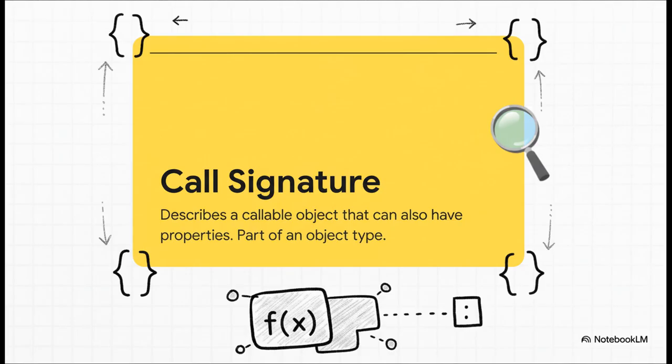But what if your function is also an object? I mean, this happens all the time in JavaScript, right? Think of a function that also has some properties attached to it, like a version number or something. For that, we need what's called a call signature. Notice the syntax is a little different here. It's part of an object type, and it uses a colon, not an arrow. This is how you describe something that is both callable and has properties.